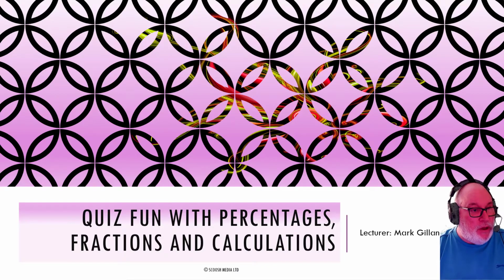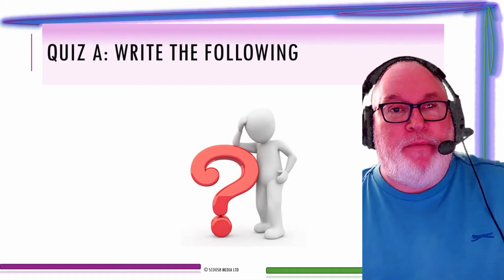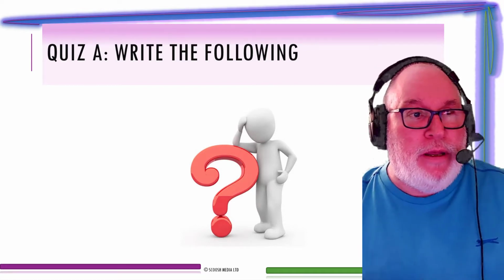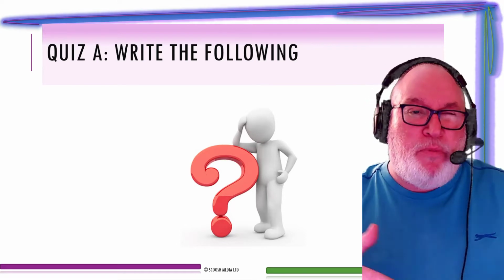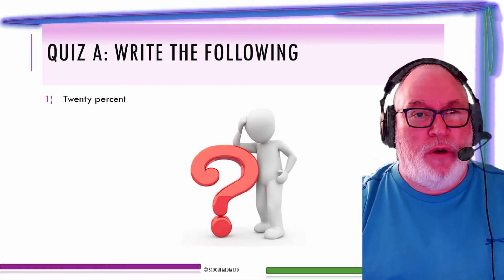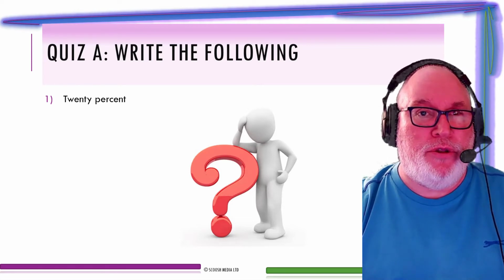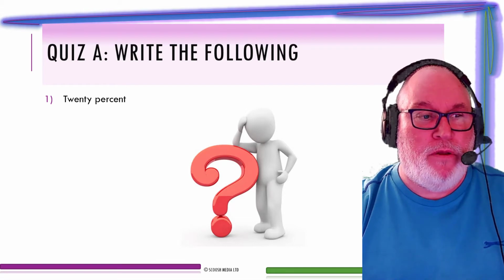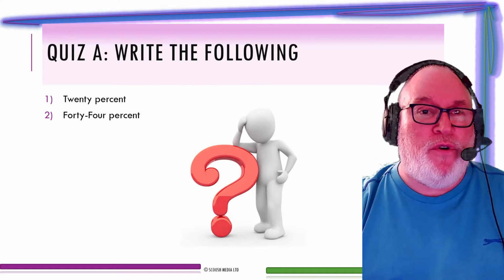Right, so let's do a wee bit of fun here. So quiz A, write down the following, and I'll explain as we're running through, okay? And these ones are numbered as well. So number one, just write down 20% using the symbols, numbering symbols. Write down 44%.